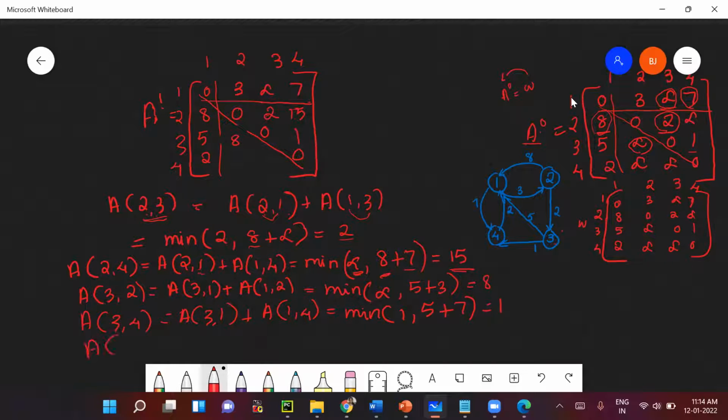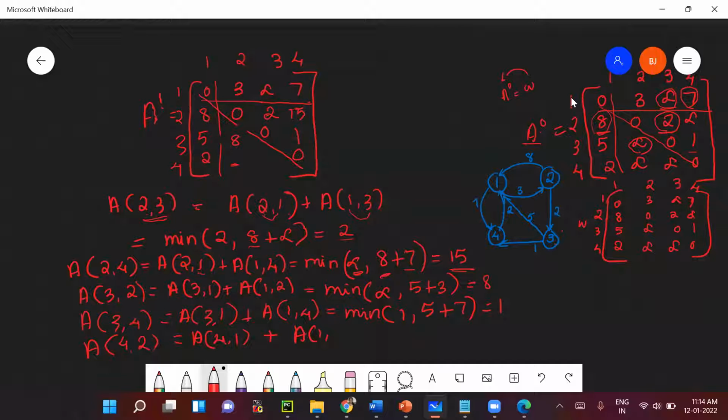Similarly, I hope you are all doing it, if you are doing, then you will understand. 4 comma 3, it is A of 4 comma 1 plus A of 1 comma 3. Which one am I finding? 4 comma 2 we didn't find, right? 3 comma 4 is over. 4 comma 2, this cell value we didn't find. So we will first find that 4 comma 2.